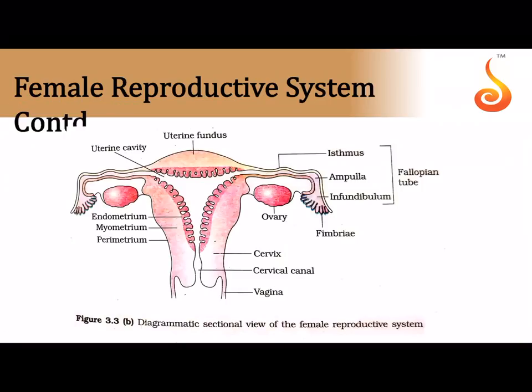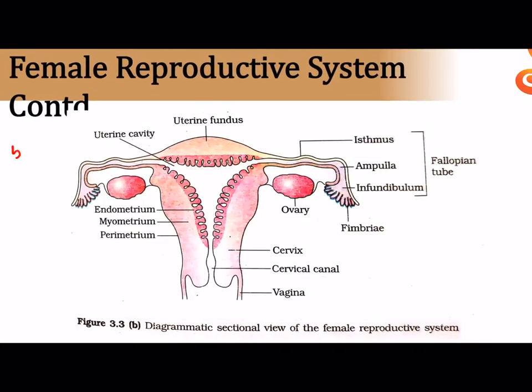Now, this is a very, very important 5-mark question. Put a big star mark to this. Okay, every year they ask this question. Even this year in the 2020 paper, they had asked about the sectional view, the diagram that you're seeing right in front of you now. This is the diagrammatic sectional view of the female reproductive system.